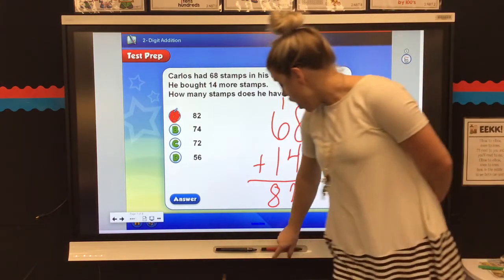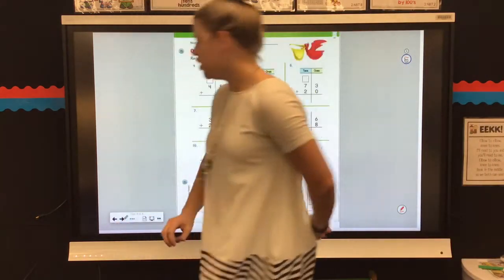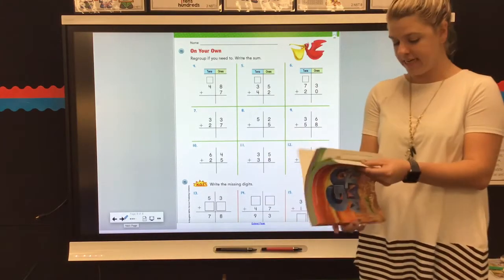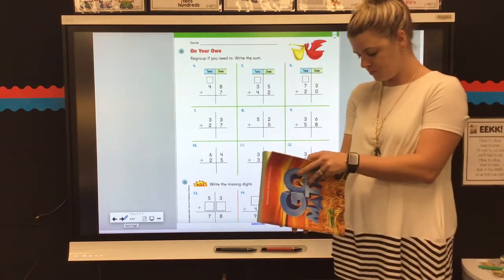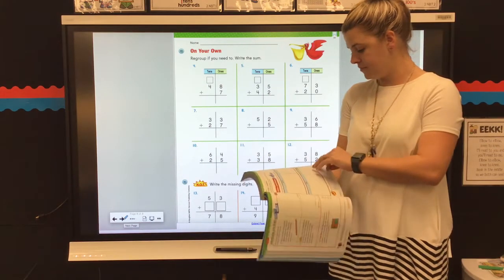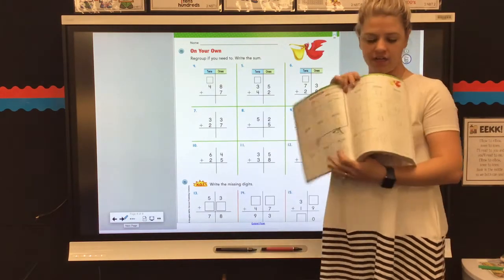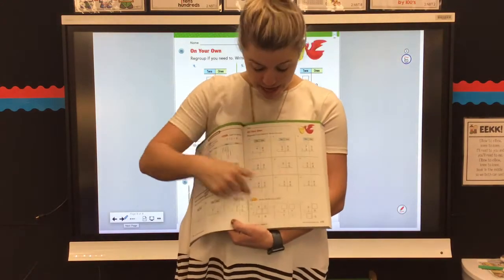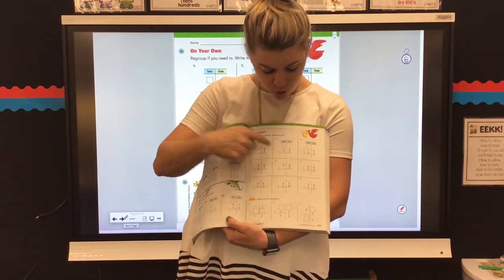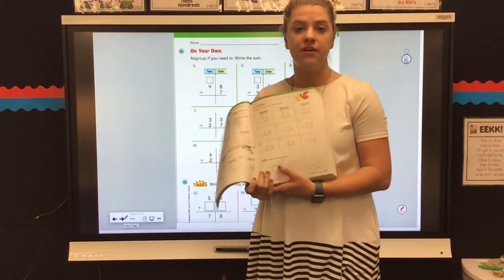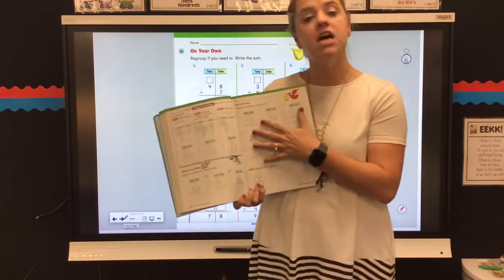Good job. All right, now your job today is to work on page 195. All right, so let me find that one real quick. 195, so it's going to be the ones over here, all right? You are going to work problems 4 through 12, okay? This shouldn't take more than 15 minutes. If it does, stop working.